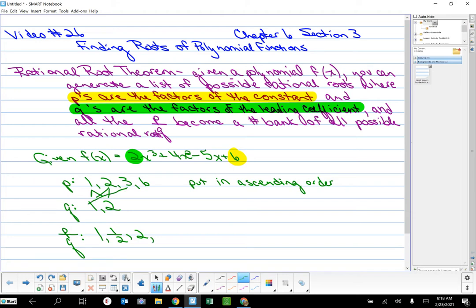Then 3 over 1 is 3, and 3 over 2. And then we have 6 over 1, and 6 over 2. 6 over 2 equals 3, but 3 is already in the list, so we're not going to repeat that one either. Now, all of these could be positive or negative, so we make sure we have plus or minus signs on each of these when you make a list of rational roots.